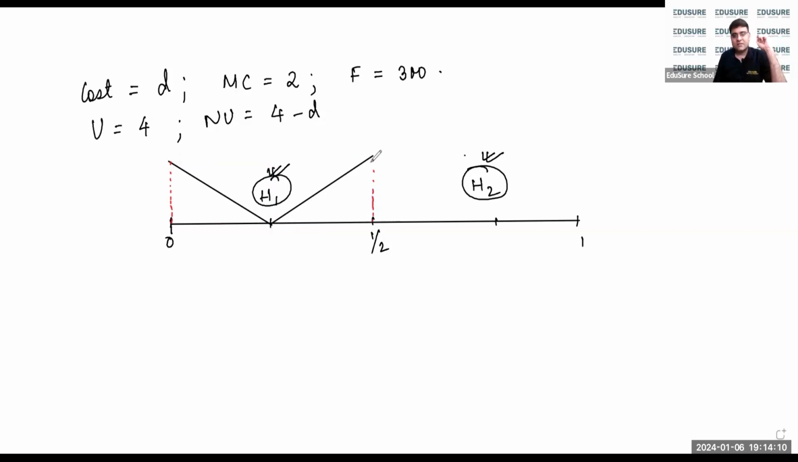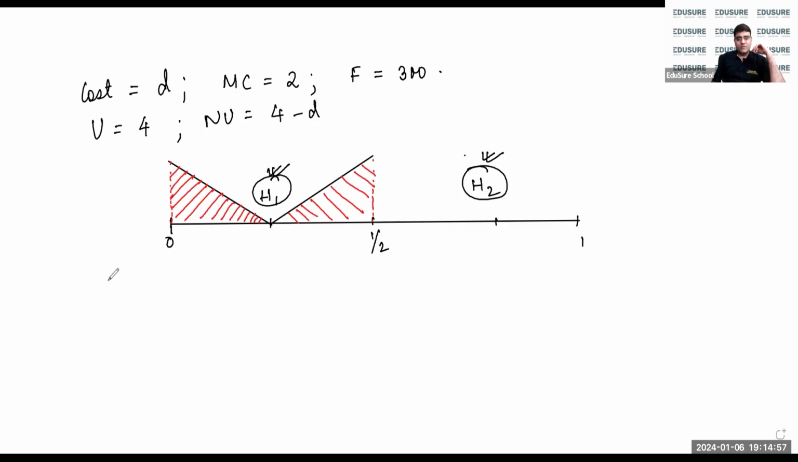If I have to minimize the distance, I have to basically minimize this area. Correct? This area would be representing the total cost. This area would be representing the total cost incurred by individuals to travel to H1. This is the total cost incurred by individuals to travel to H1 from half to H1. Okay. Now, I need to basically minimize these 2 triangles.